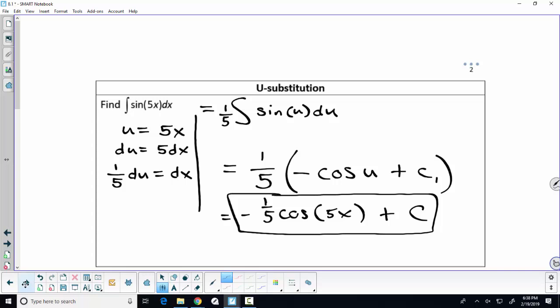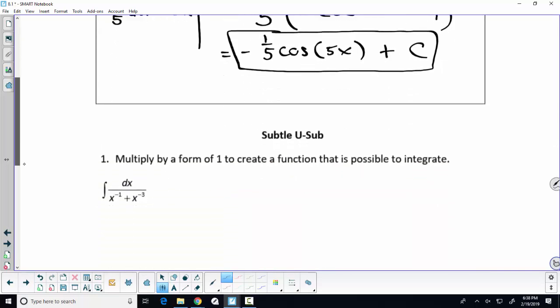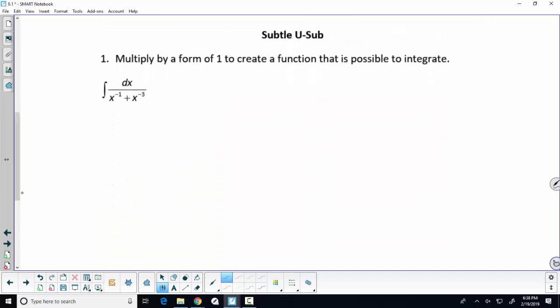In 8.2, we look at the technique that undoes the product rule for us. All right, so the antiderivative of 1 over x to the negative 1 plus x to the negative 3.